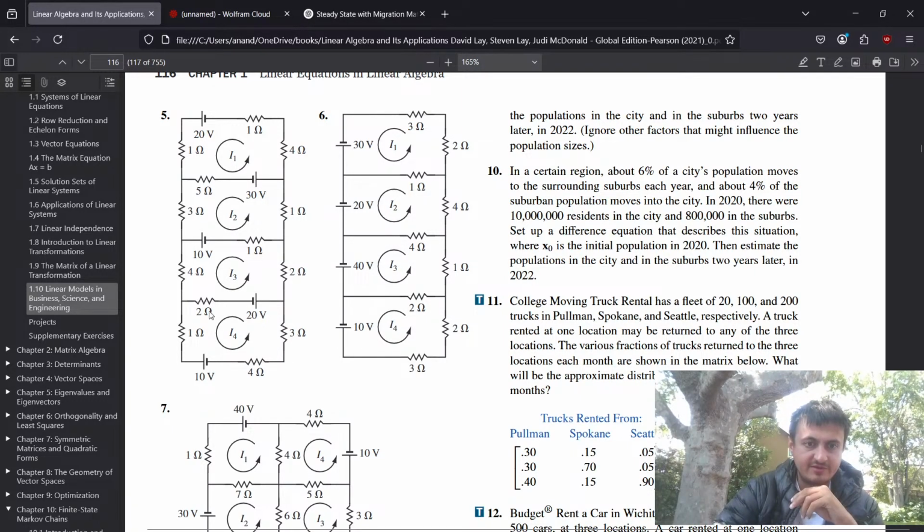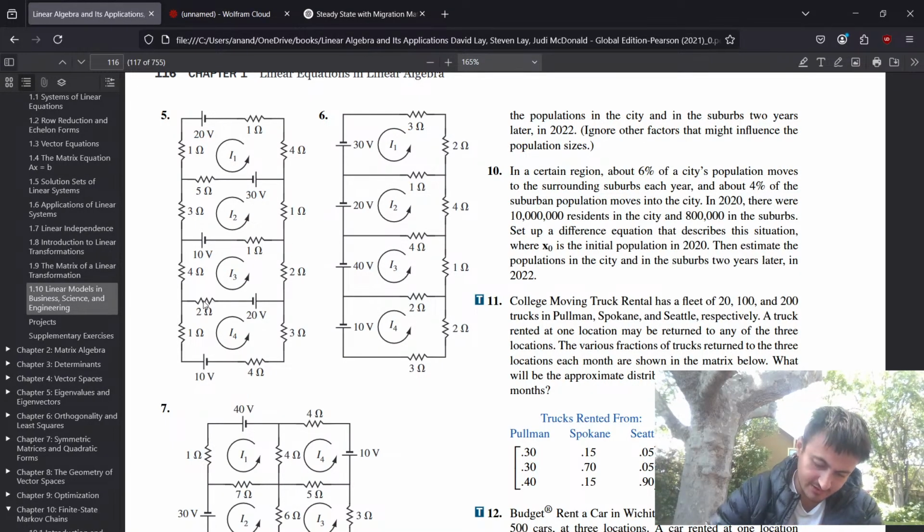And then we have 7, 8, 10. 10I4, it's just going to be minus 2I3.